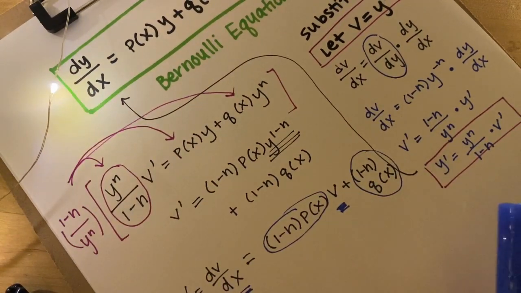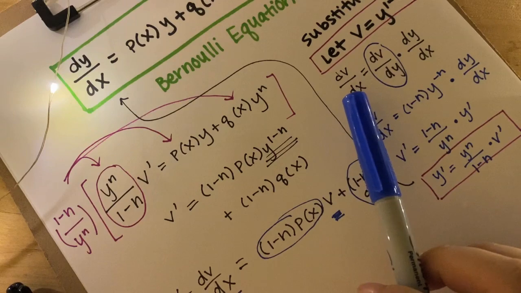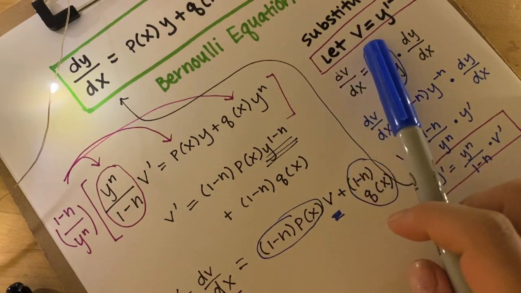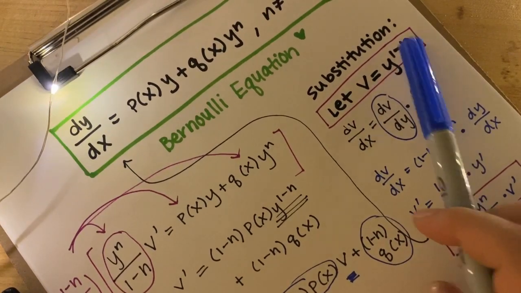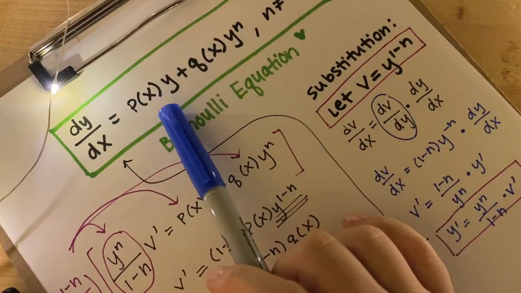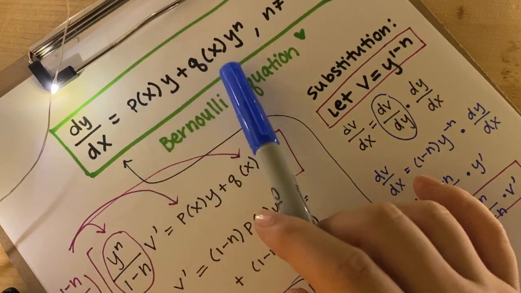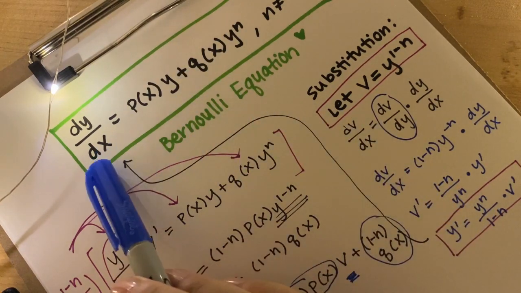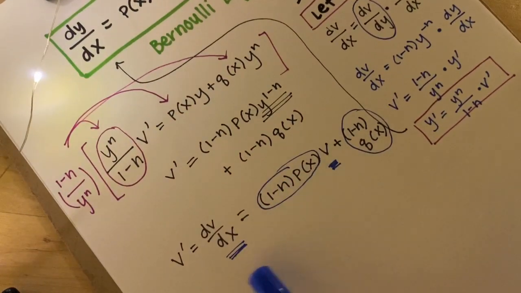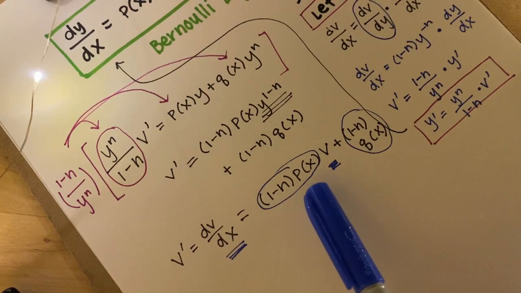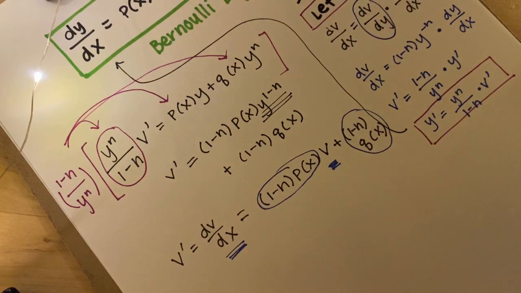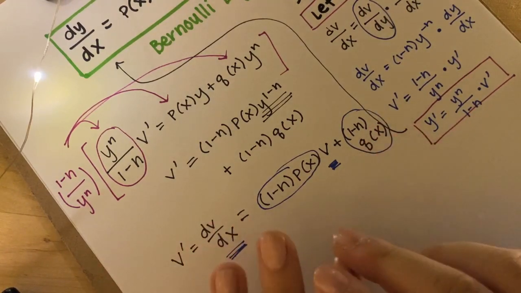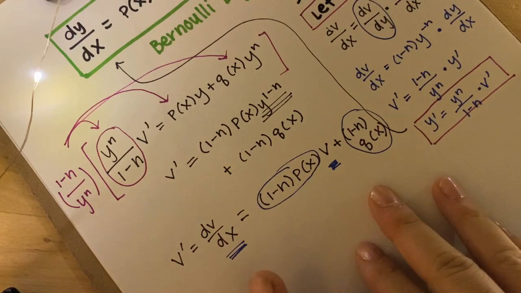What on earth did we just do? We just proved that the substitution v equals y to the 1 minus n allows us to translate this entire equation into stuff with just v's. And when we carry that derivative out here, we get a messy equation, but really a linear first order differential equation in terms of v, which we can then solve and then plug in to solve for y. So this will make much more sense when we work through a specific example.